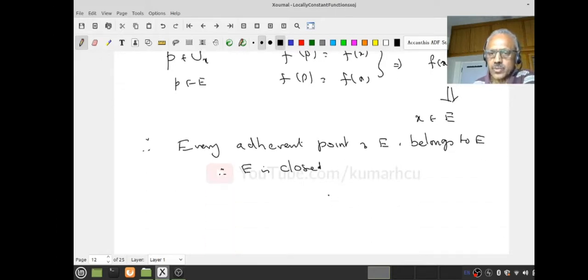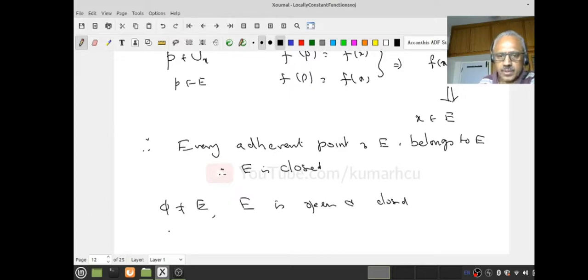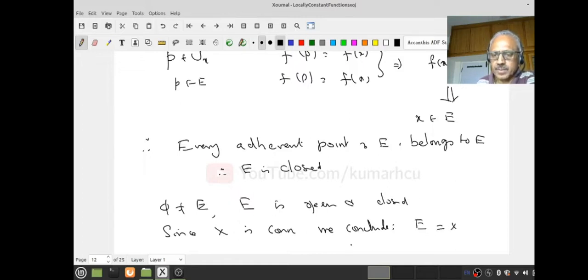So what have we seen? E is not empty, E is open and closed. Since X is connected, we conclude E is all of X. That means for every x in E, f(x) must be f(a). That means for every x in X, f(x) is f(a). That means f is a constant.